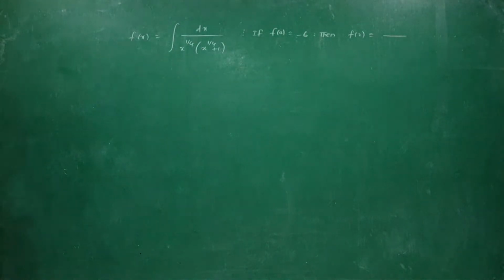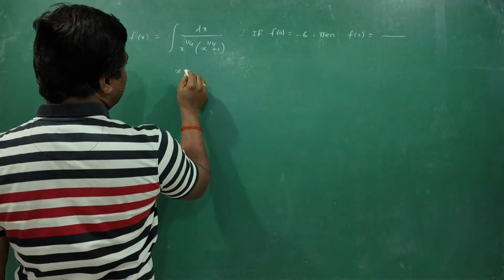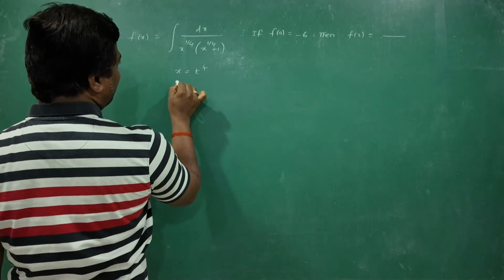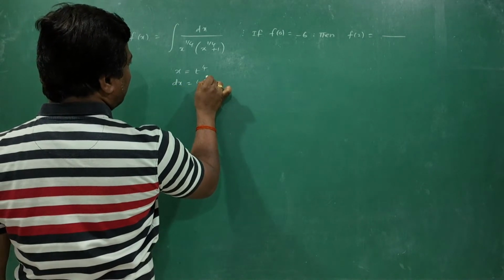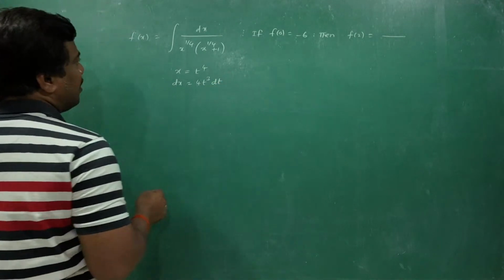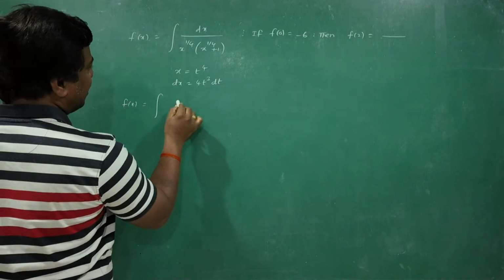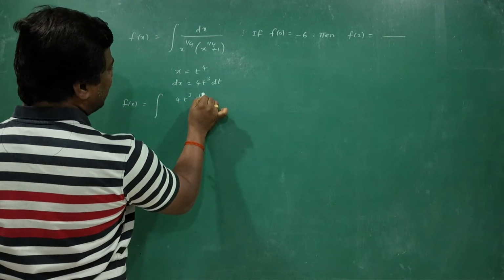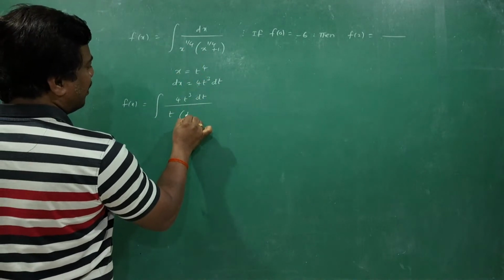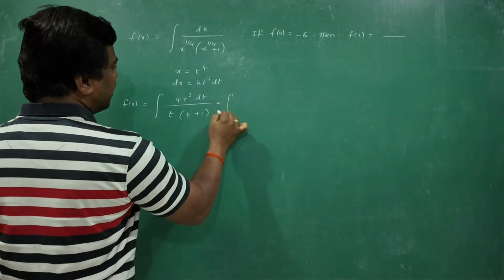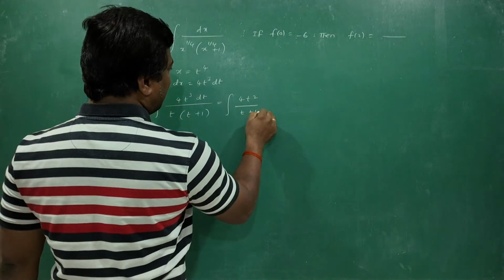Here the exponent of x is 1 by 4. I am going to write x value t to the power of 4. Then the value of dx becomes 4 t power 3 dt. Let us substitute the values in the integral: dx value 4 t cube dt, and in the denominator part x power 1 by 4 becomes t, and this is t plus 1. It is integral 4 times of t square divided by t plus 1.